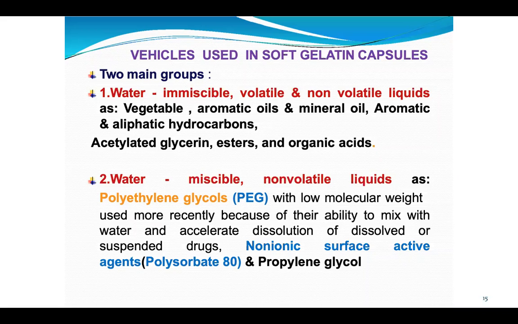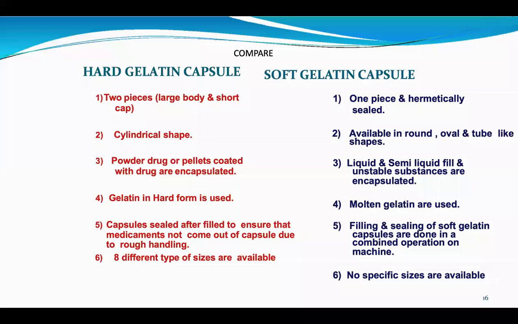Acetylated glycerin, esters, and organic acids are used for soft gelatin capsules. Second, water-miscible, non-volatile liquids such as polyethylene glycol with low molecular weight, used more recently because of their ability to mix with water and accelerate dissolution of dissolved or suspended drugs. Non-ionic surface active agents, polysorbate 80 and propylene glycol are used.